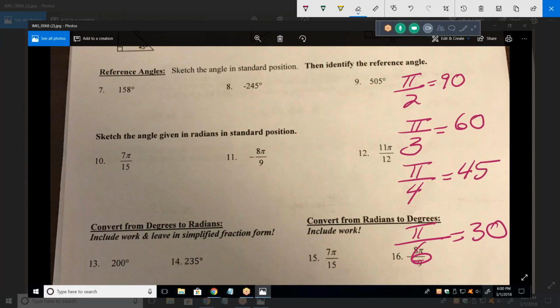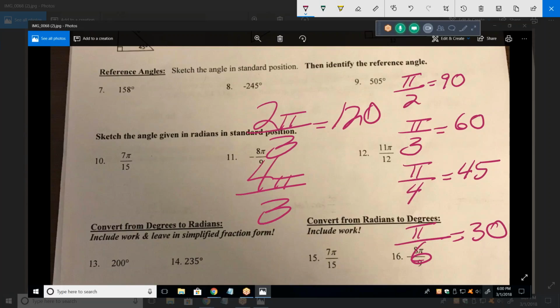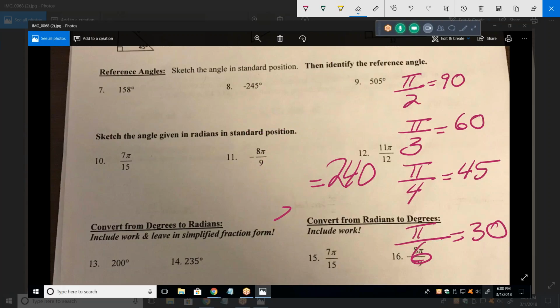If you can do it this way and bypass the conversion factor, you'll find it's a lot easier. For example, if pi over 3 is 60, what's 2 pi over 3? 120. What's 4 pi over 3? 240. Isn't that a lot easier? Yeah. It works, but you've got to be good with the number 180. In other words, what's pi over 12 equal to?